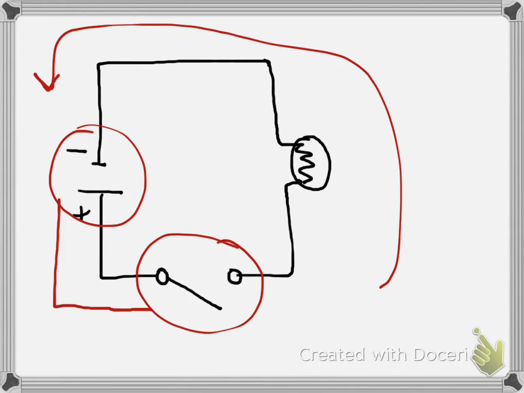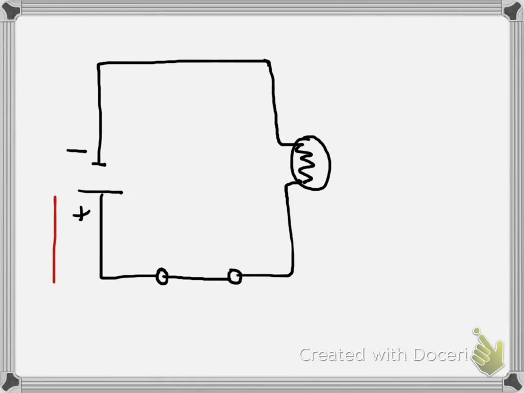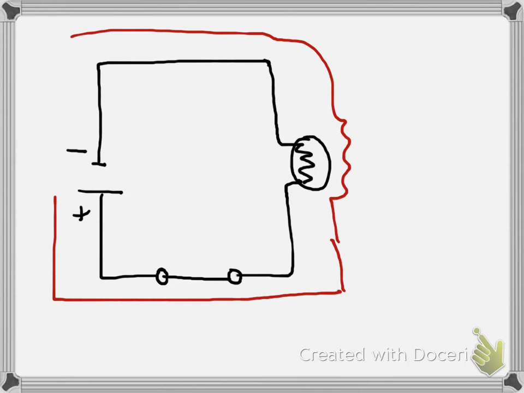If we want charge to flow, we have to do something. That's better. Now charge can flow from the area of positive potential through that switch, because it's closed now, through the bulb, and back to the area of low potential, completing the circuit.